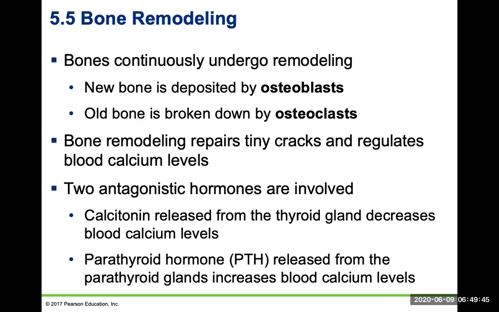There are two hormones involved in bone growth and repair, and they're antagonistic, meaning they have opposite effects from each other. Calcitonin, released from your thyroid gland, decreases blood calcium levels. So calcitonin would tone down the blood levels of calcium. It would take calcium out of the blood and store it in bone. And parathyroid hormone, released from your parathyroid glands, increases blood calcium levels. So parathyroid hormone would take the calcium from bone and put it back into the blood. This will be important because you need calcium for several physiological processes in your body.